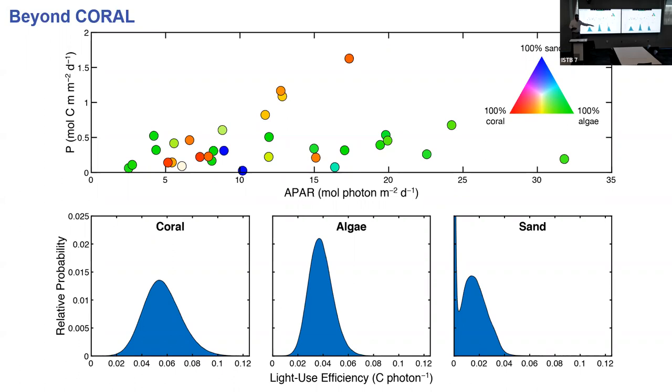of this, I get some estimates of light use efficiency for coral, algae, and sand, which we can put error bars on. Coral probably has an efficiency around 6%, algae around 5%, and sand around 1.5%. This is very preliminary, but also very exciting because these are the first numbers we get for these.